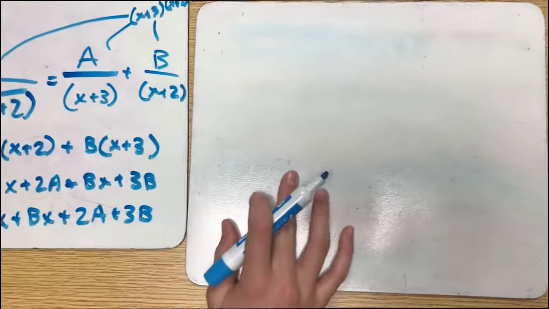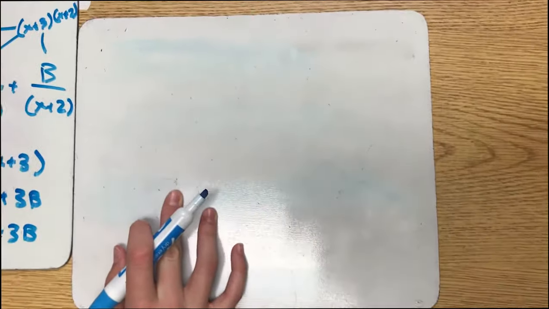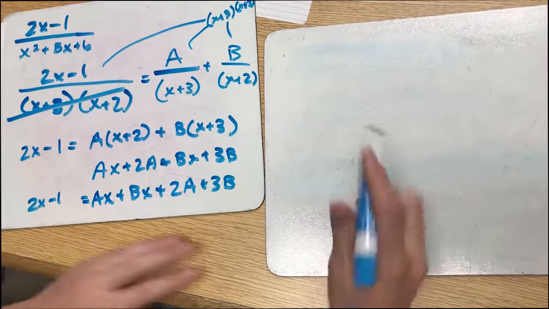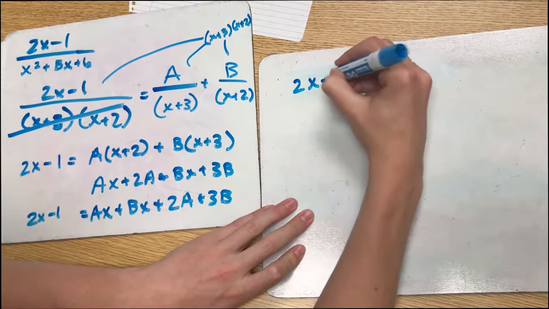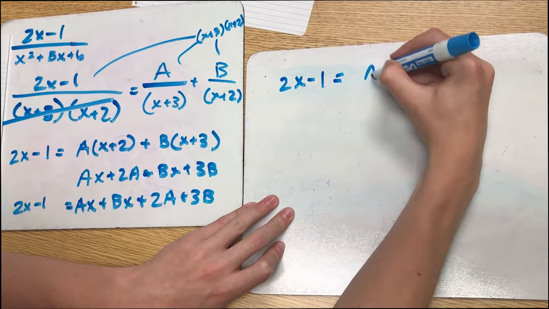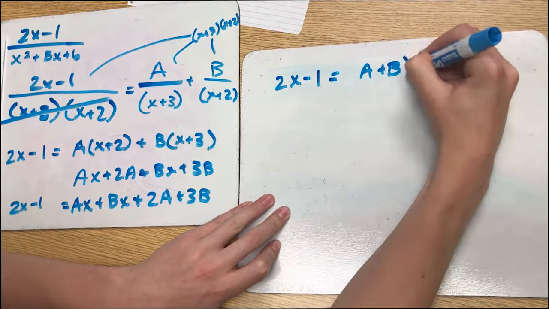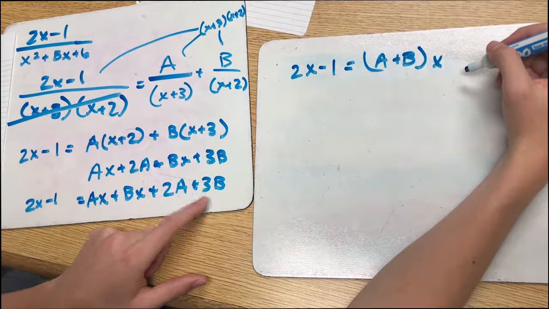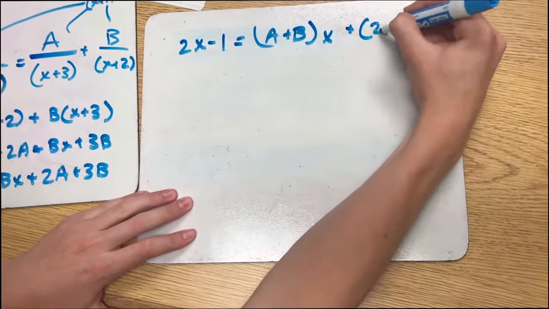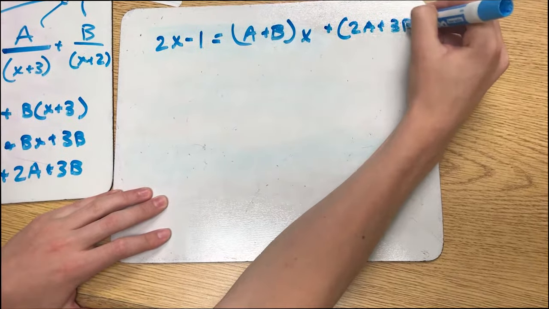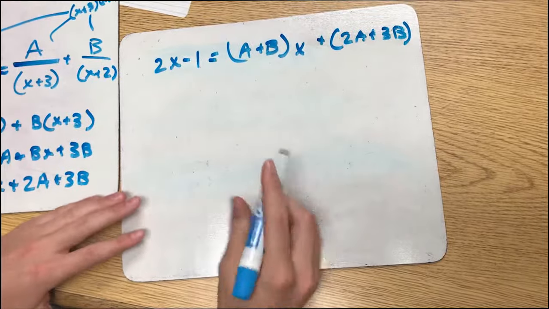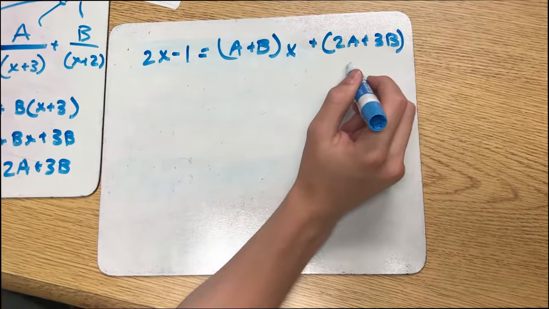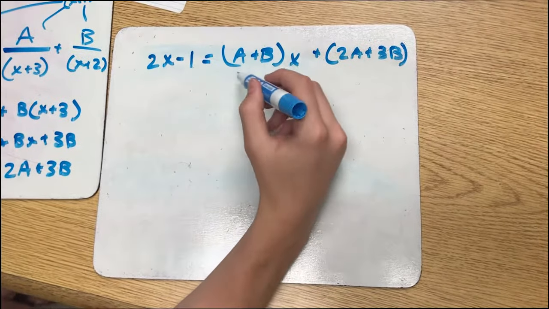Alright, and now that we have that, we are going to take out an x from the Ax and Bx. So we'll get 2x minus 1 equals A plus B times x. And then we're going to just put the 2A and 3B into a factor, so we get 2A plus 3B. Now we are going to take these and set it up into an equation where we can use elimination to find A and B.